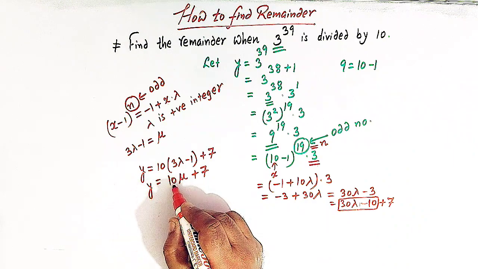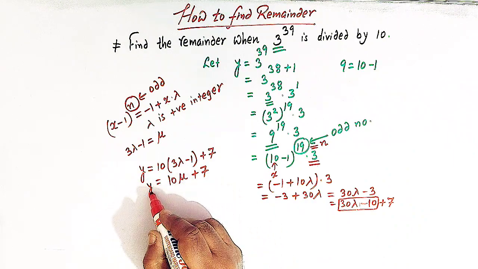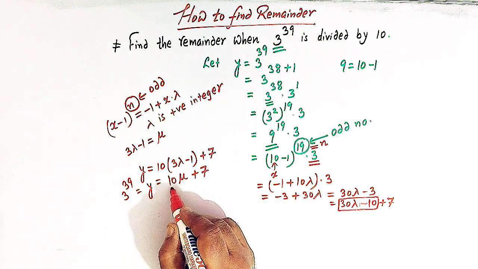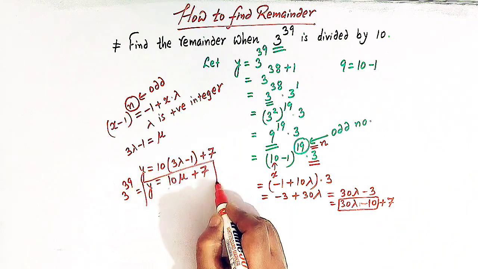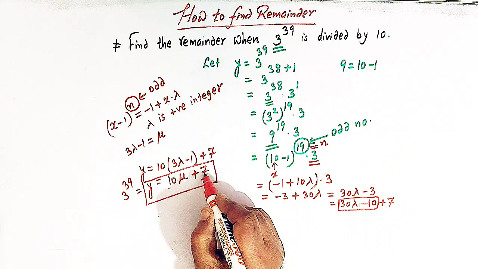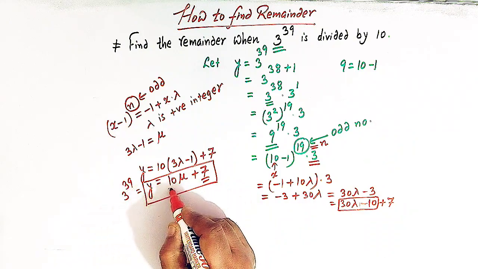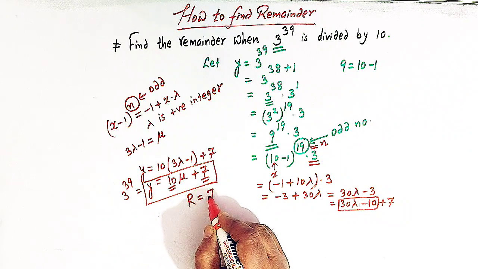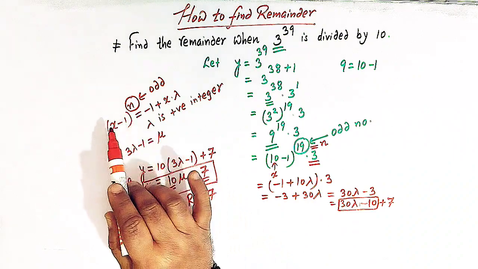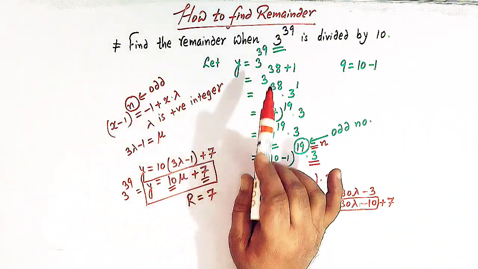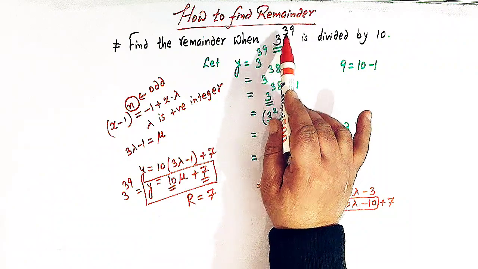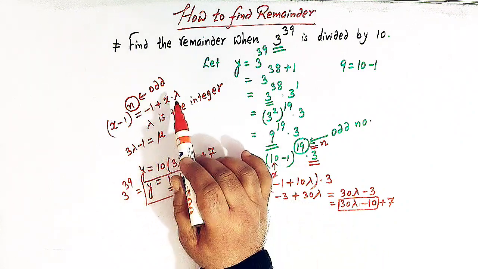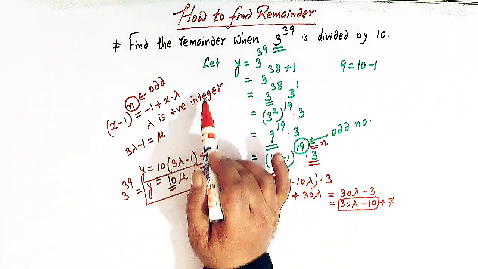So y is equal to 10 mu plus 7, and y is equal to 3 raised to 39. So this expression shows that 7 is the remainder when 3 raised to 39 is divided by 10, right? So our remainder is 7. So this is how, by making use of this concept, we can find out the remainder when 3 raised to 39 is divided by 10. And always remember that here this lambda is a positive integer.